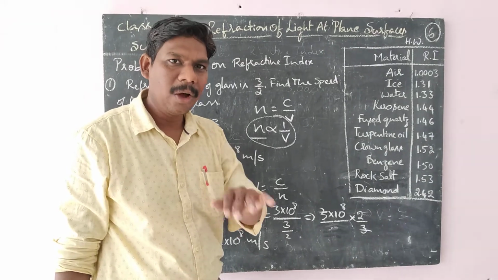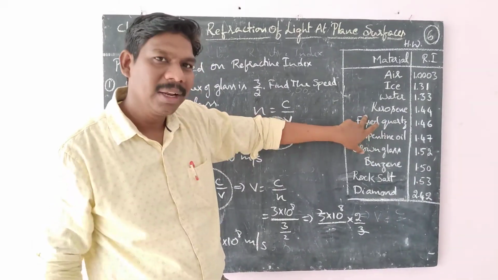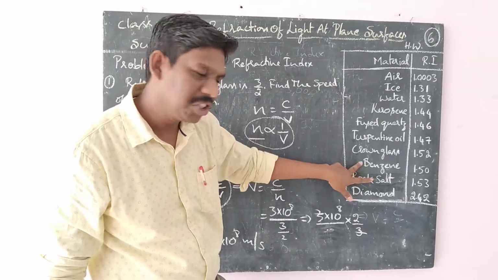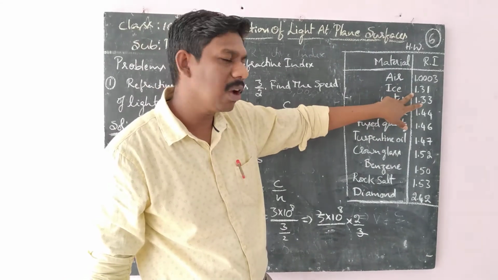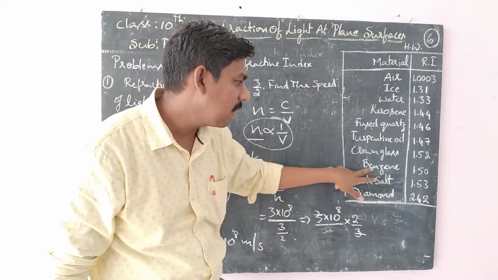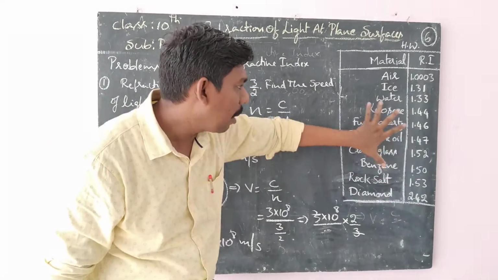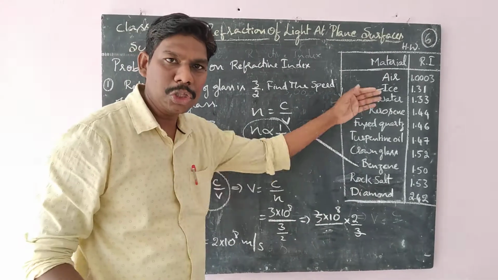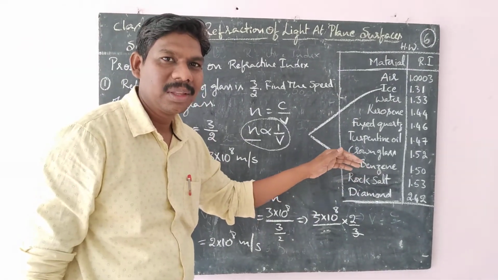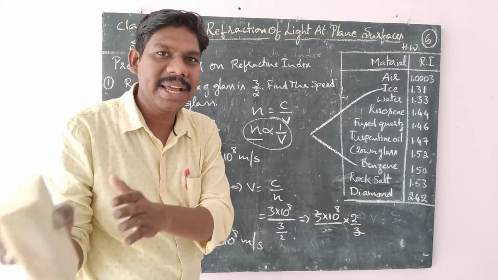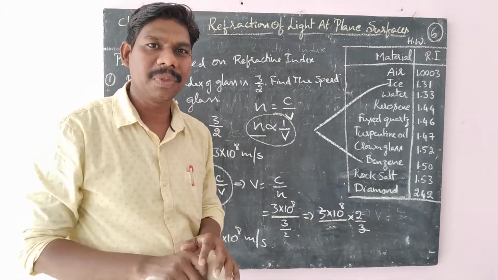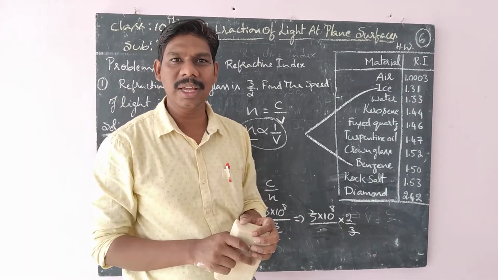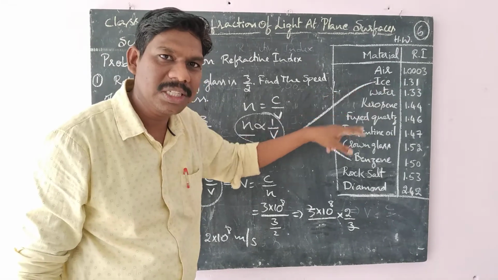It's clear? Now we are going to see comparing, except vacuum. Take two mediums, suppose ice and benzene. What is the refractive index value of ice? 1.31. What is the refractive index value of benzene? 1.50. Now compare these two, only ice and benzene. In those two mediums, which medium should be taken as denser, and which medium should be taken as rarer? How can you say? Simple, based on the speed of light and the refractive index.